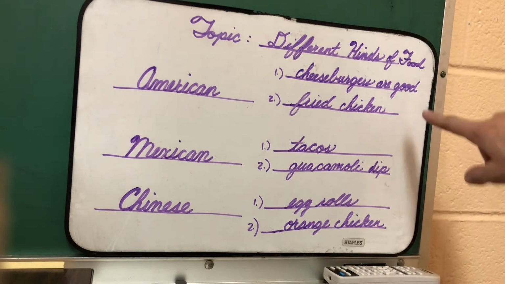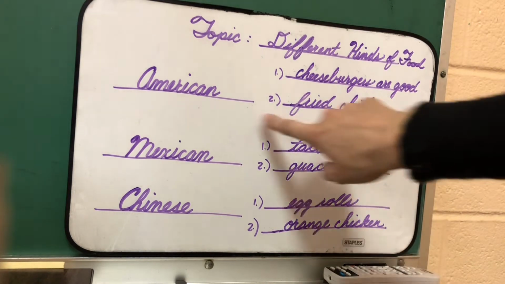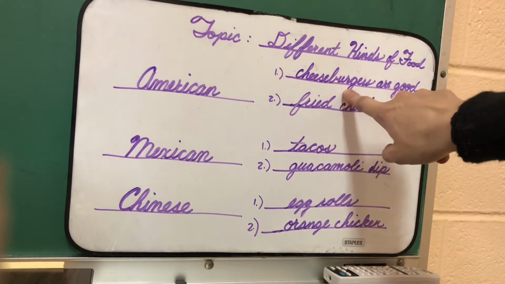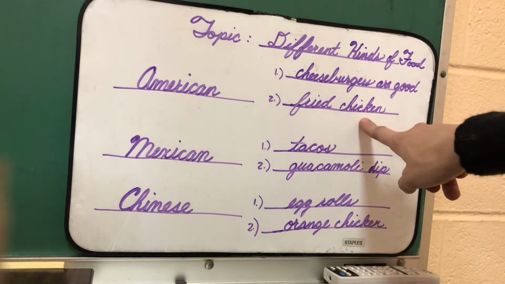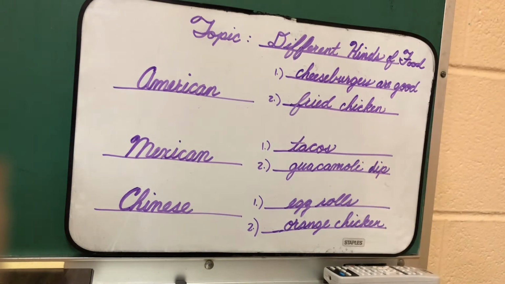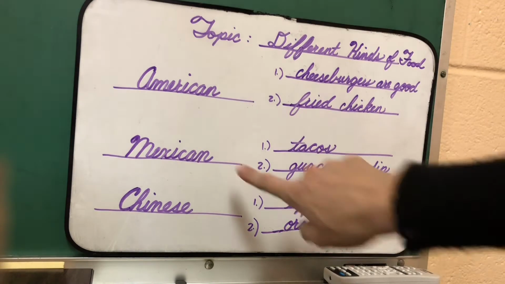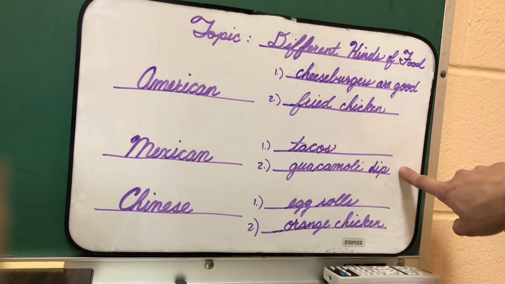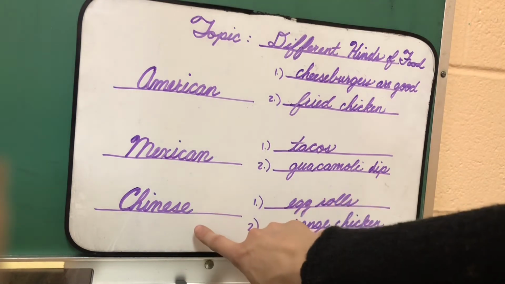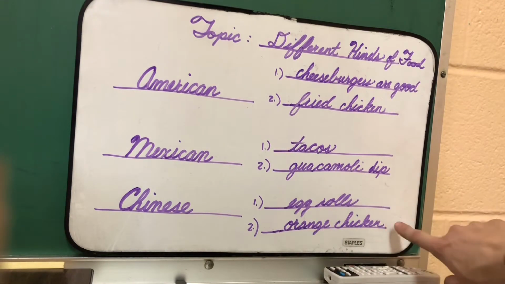Now, I gave you 2 examples. For American food, I put cheeseburgers are good. You could just put cheeseburgers. I also have fried chicken. For Mexican, I have tacos and guacamole dip. For Chinese, I have egg rolls and orange chicken, which are 2 of my favorites.